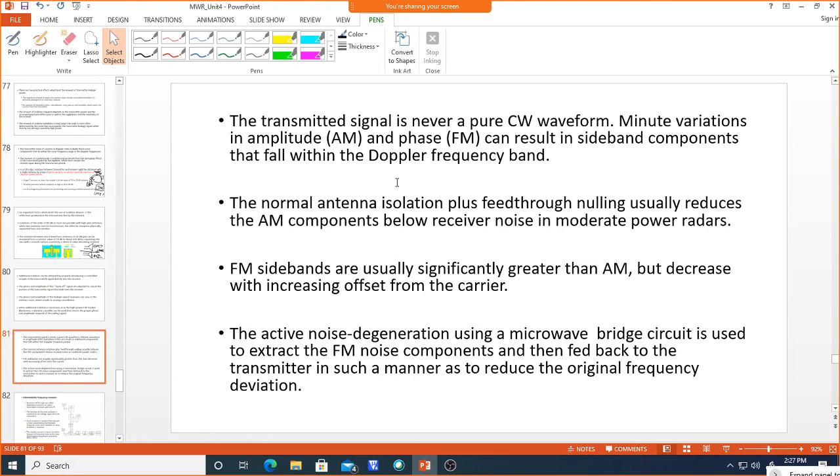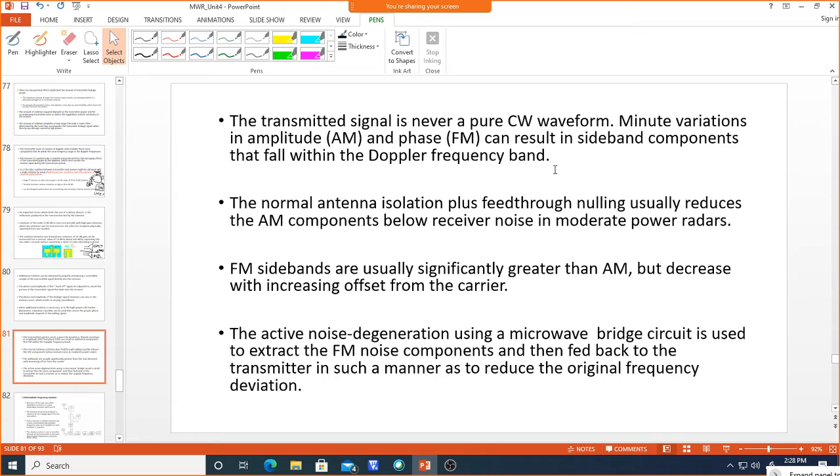Whenever you use modulation techniques, there will definitely be sidebands with respect to the carrier, FC plus FM, 2FM, and so on. In AM, and also in FM, there is a frequency deviation happening. Those sideband components we need to take care of and remove by using a proper filter at the receiver.